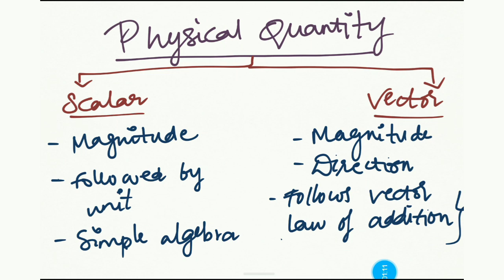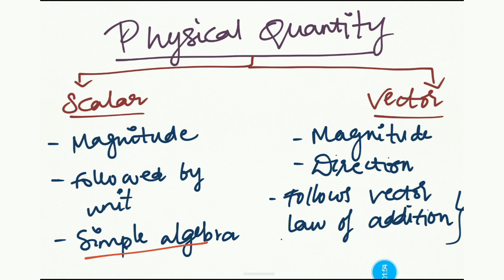Scalar physical quantities are the physical quantities that follow simple algebra. And vector physical quantities follow the vector law of addition. This may be new to you, but don't worry, in upcoming concepts you will be doing vector additions, multiplications, everything. You should understand that vectors follow vector algebra, and scalars follow simple algebra. In your upcoming classes, like 11th and 12th, you will have complete chapters on vectors in both mathematics and physics, so you need not worry. The basic idea is important.